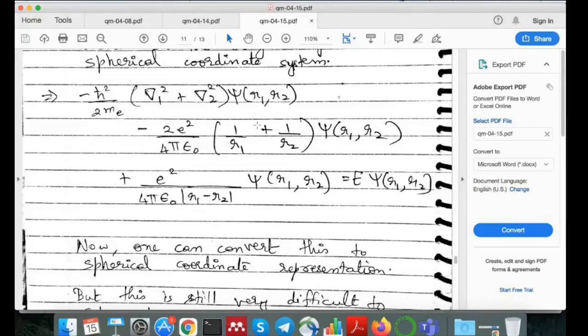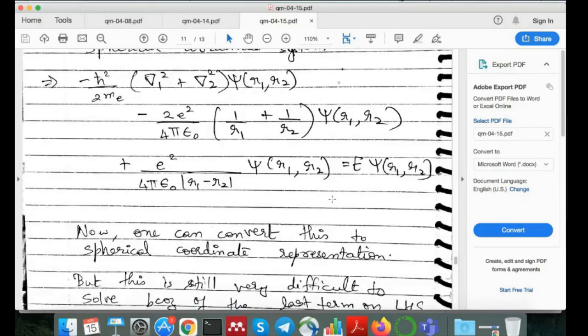Anyway, my main point here was that the hydrogen atom was exactly solvable, but as soon as you add one more electron, it becomes unsolvable. You cannot really deal with this Hamiltonian at all. This Schrodinger equation becomes really difficult to solve, and so far there is no exact solution for this kind of Schrodinger equation.